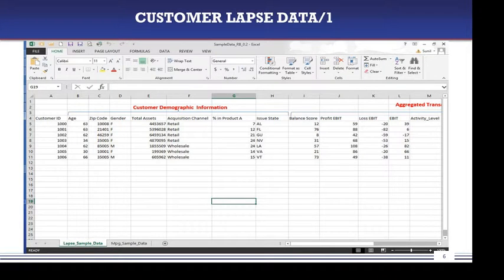Using the customer lapse data, let's walk through the data acquisition process. We identified two sources for the information. The first is customer profiles, and the second is customer transaction history.